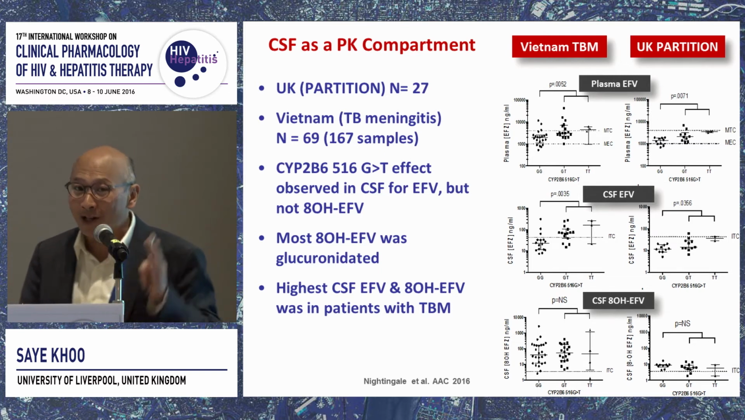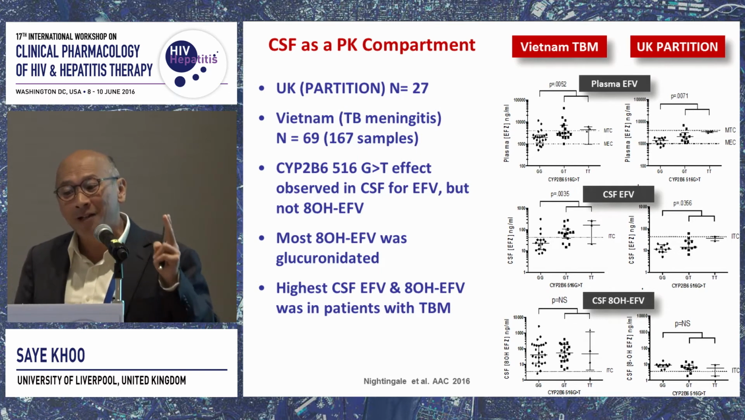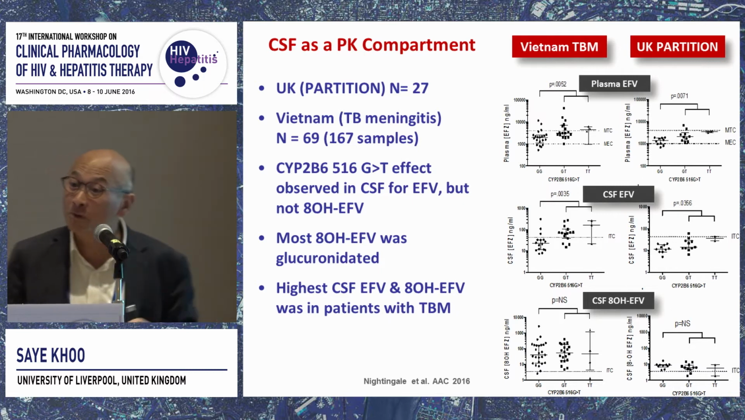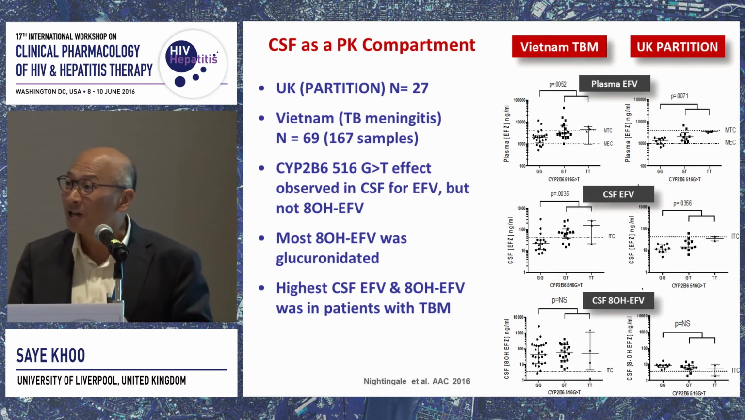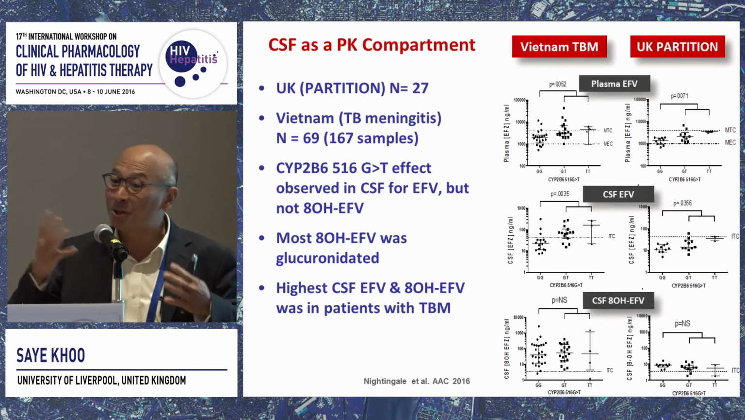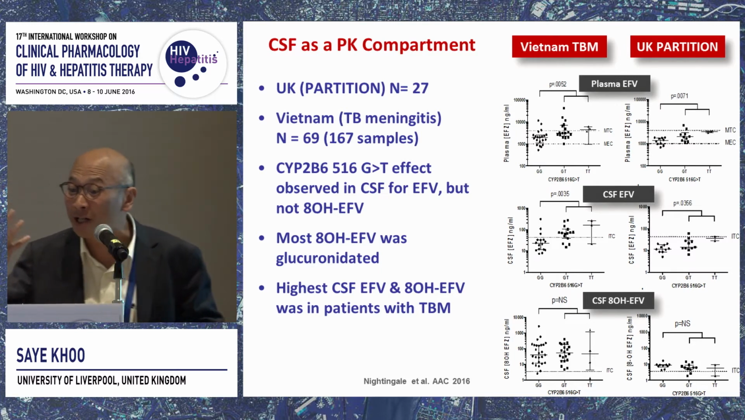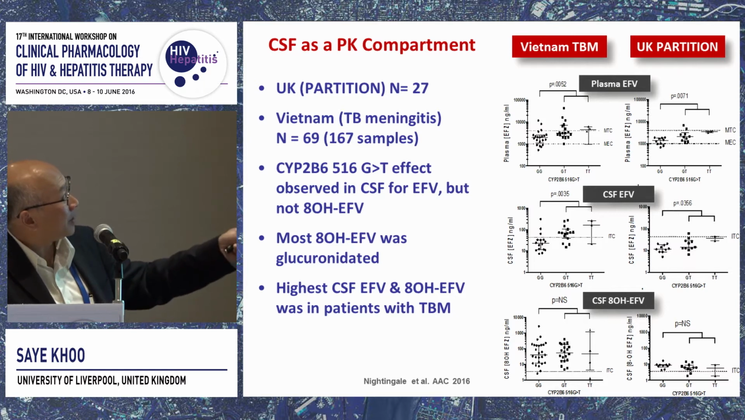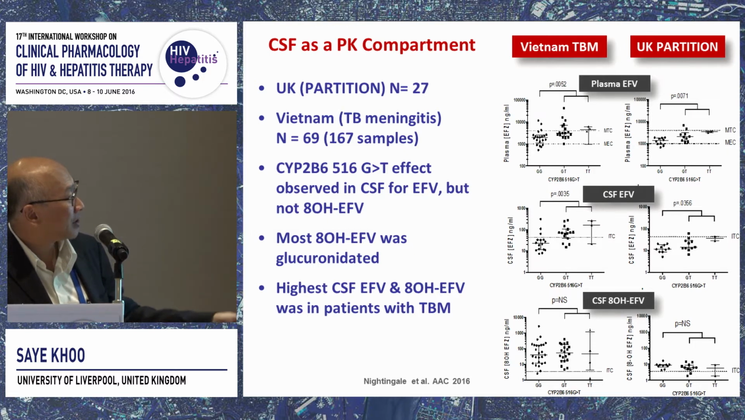Now, 2 very interesting things came out of that. One was that 90% at least of that 8-hydroxyefavirenz in the CSF was glucuronidated. We hadn't expected glucuronide to actually cross the blood-brain barrier. So the question is, is this being produced in the brain? Is the brain metabolizing drugs and glucuronidating it? Secondly, we compared this with a cohort of people with TB meningitis in Vietnam. Again, the same thing in plasma and CSF, and the same 8-hydroxy.